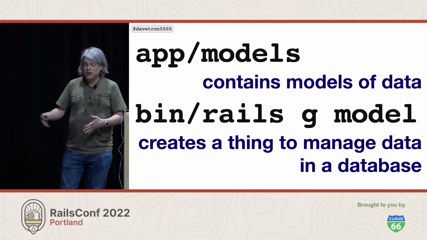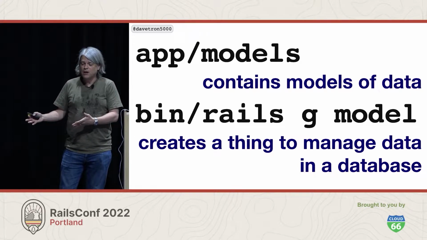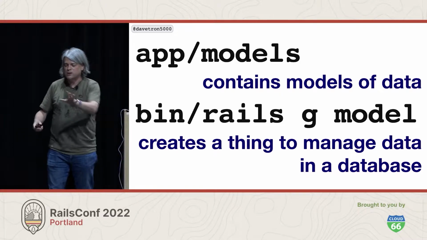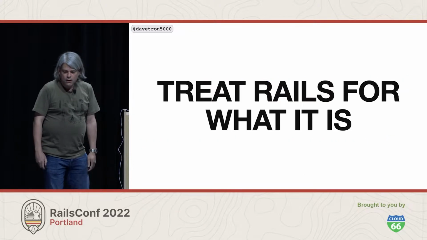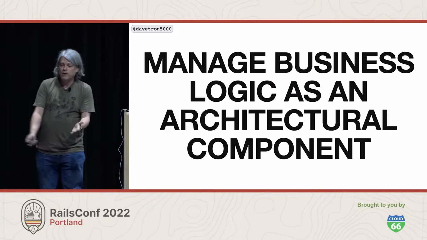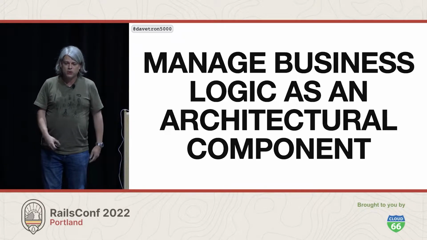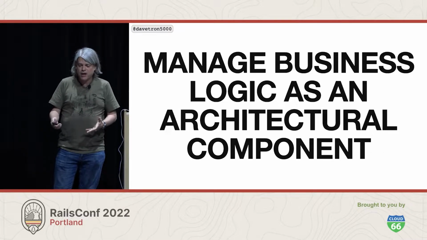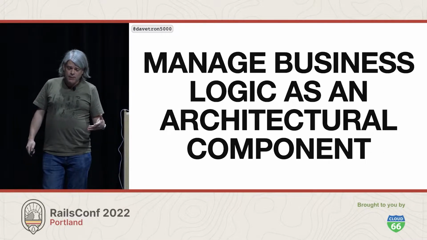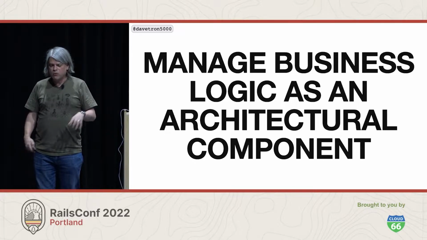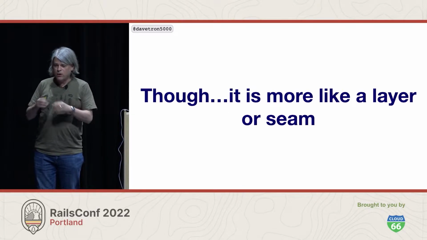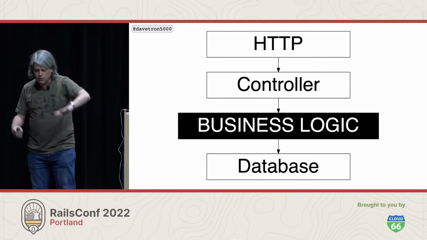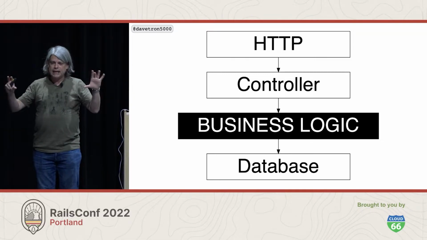When you do bin rails g model to make a new model, well, you make a thing to manage data in a database. It'd be nicer if it's a database model or something, but it doesn't say that. It just says this, and that's fine. So we're going to treat Rails for what it is. This is what actually happens. It's cool. Right? OK, so what we need to do then, maybe we manage it as its own architectural component. We looked at the parts of Rails. They're the building blocks of making our features come together. Well, our business logic is part of that. Let's do that. But it's not as much of a component as it's more like a layer or a seam, right? It creates a boundary between the gross strings and awfulness of HTTP and the low-level degenerate data types of your database. And in there is your stuff.